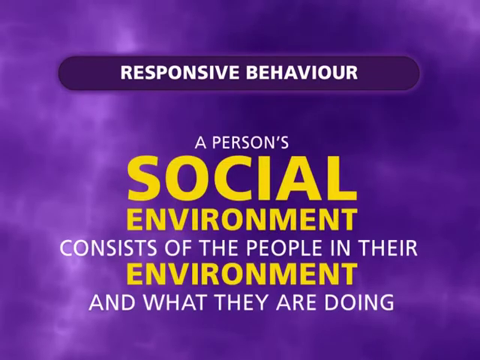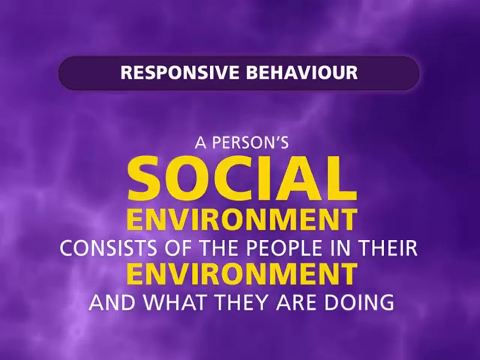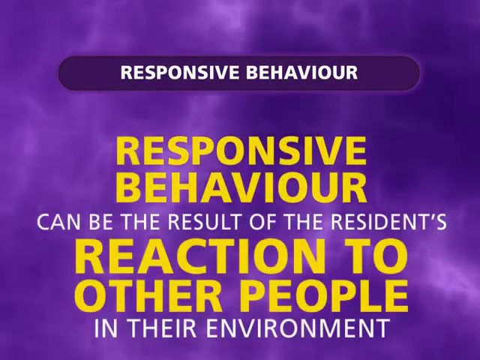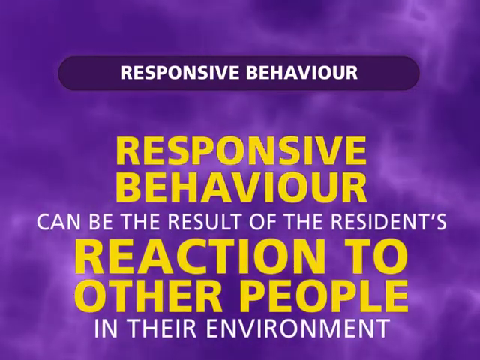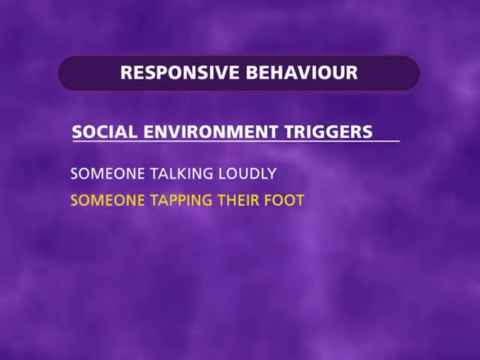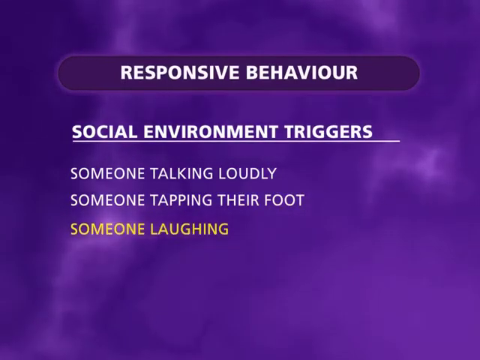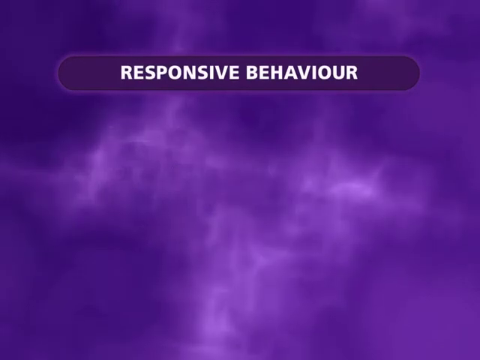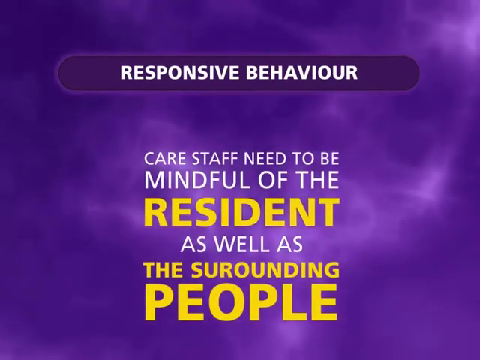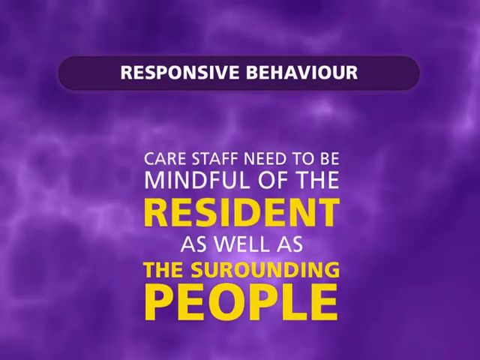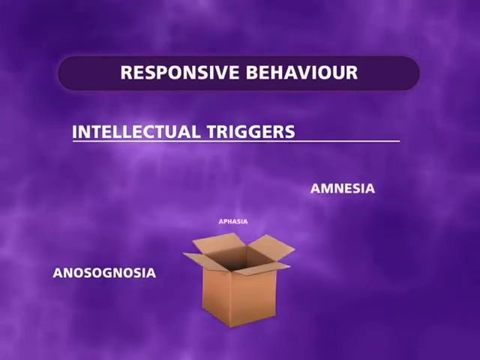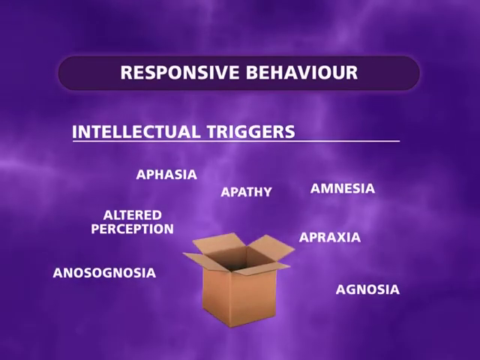A person's social environment consists of the people in their environment and what they are doing. Responsive behavior can be the result of the resident's reaction to others in their environment. For example, someone talking loudly, tapping their foot, or laughing could cause the resident with dementia to act negatively. Care staff need to be mindful of their approach to a resident as well as what other people in their environment are doing. Intellectual triggers would be associated with the 7 A's we reviewed in the previous section.